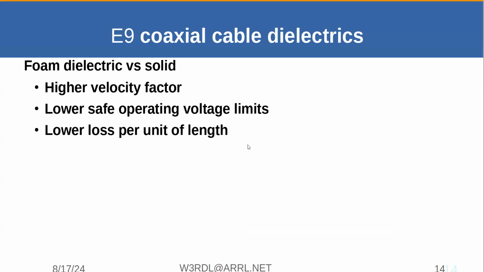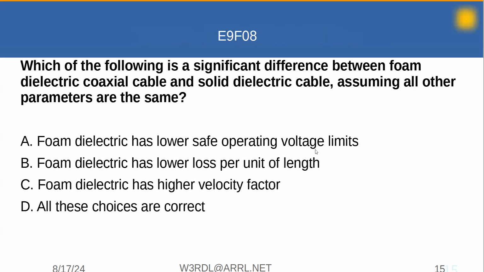So when we're talking dielectrics, foam versus solid has a much higher velocity factor and lower loss, but it can't tolerate as high a voltage. So you might have a problem running 1500 watts through some RG58 foam core or something like that, because it could arc over. Everything has a compromise.